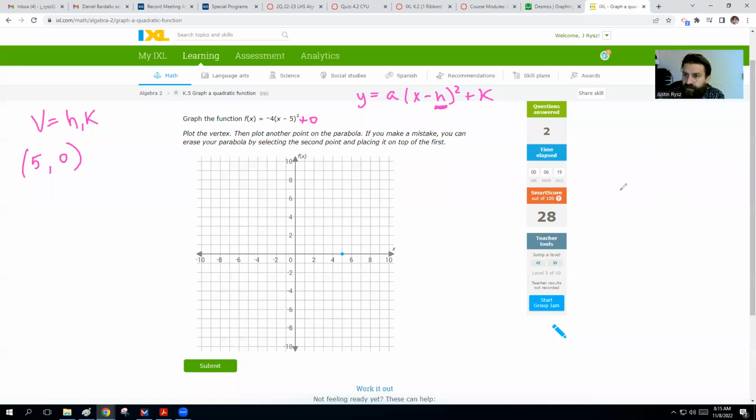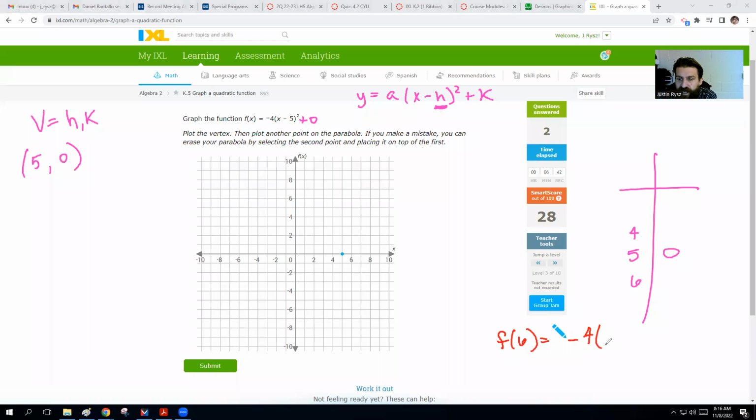Now to get the other part, we need to make a graph. All right, so we got 5, 0 in the middle. I like to always put that because then I know I can pick either 4 or 6 to plug in to find another point. I think plugging in 6 might be easier. So we're going to figure out what's f of 6. This is how we can find another point.